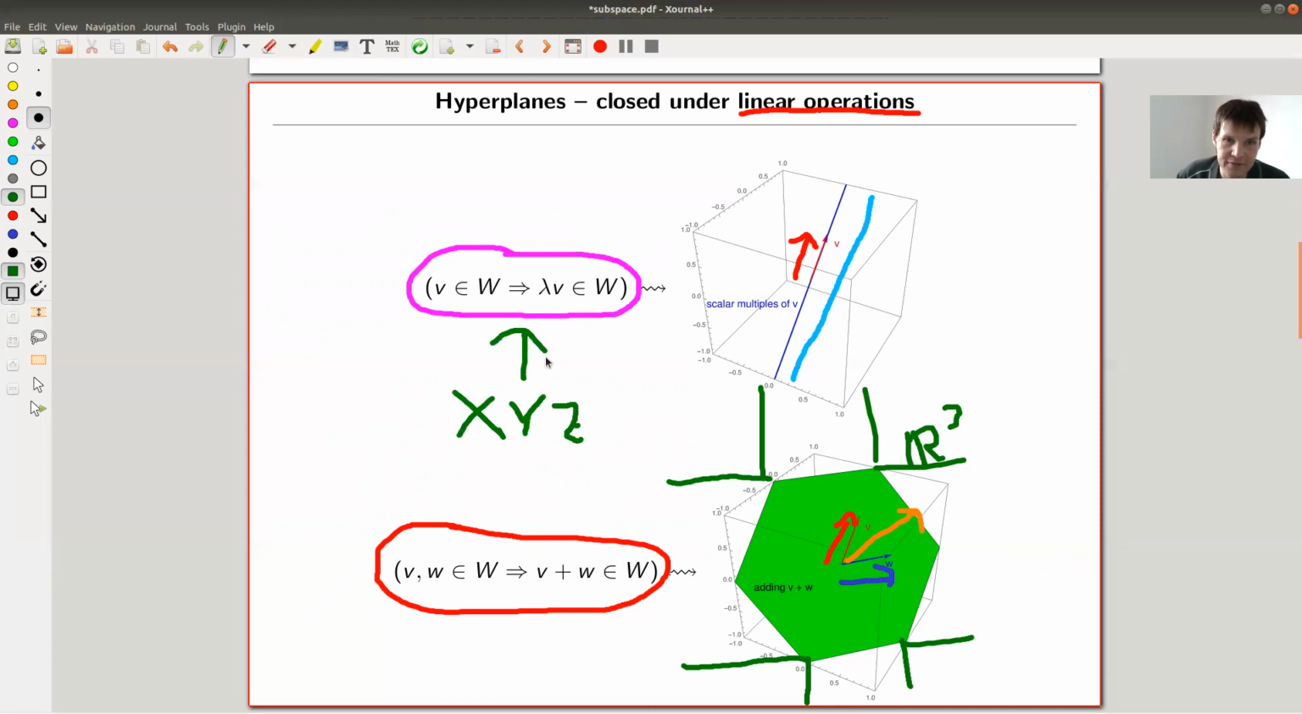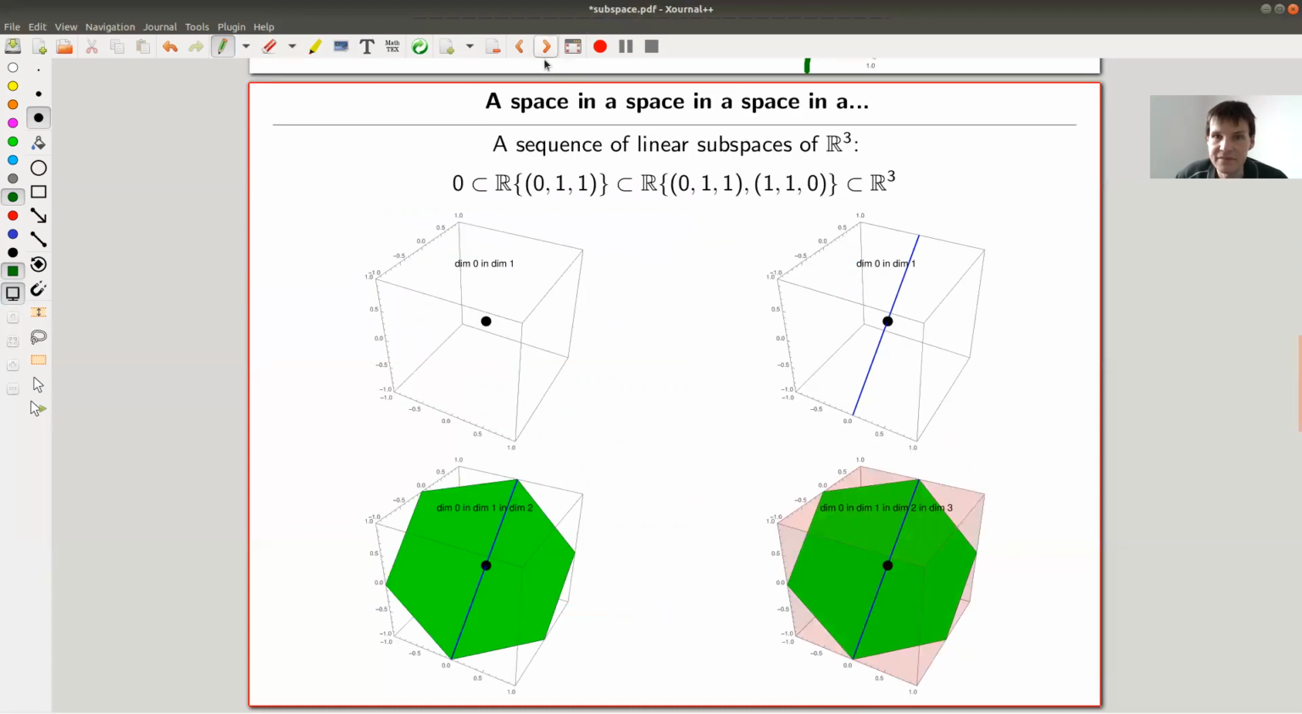Just that they're closed under those two things will force the whole line to be in it, and kind of the whole plane to be in it. Okay, makes some sense. So let's have a look at another example.